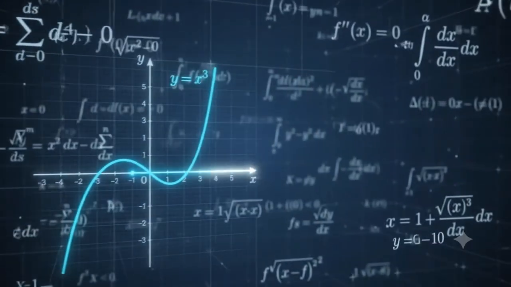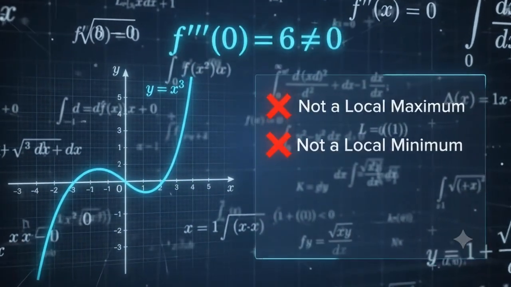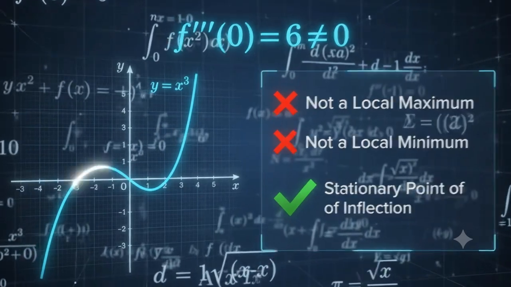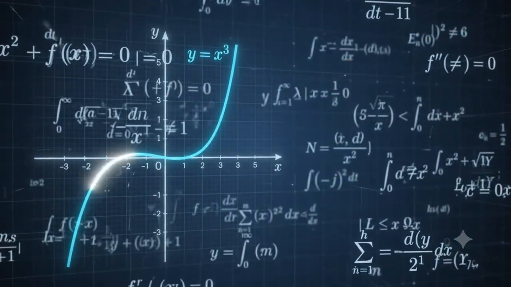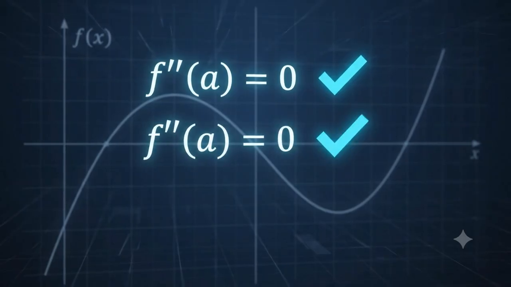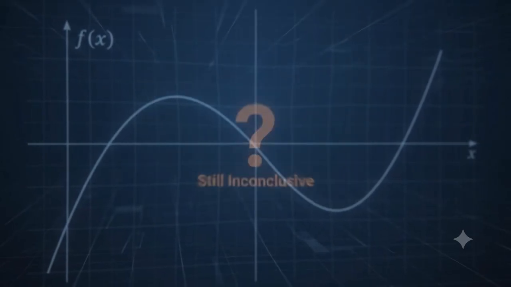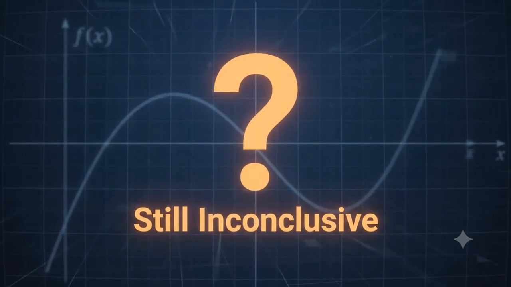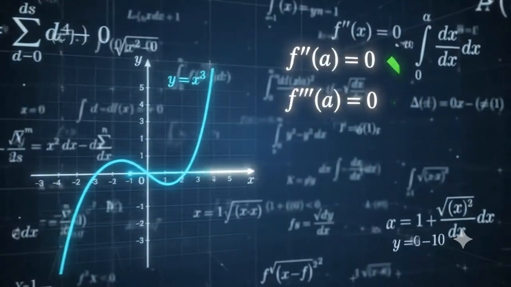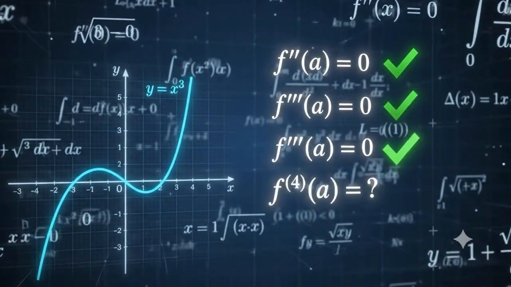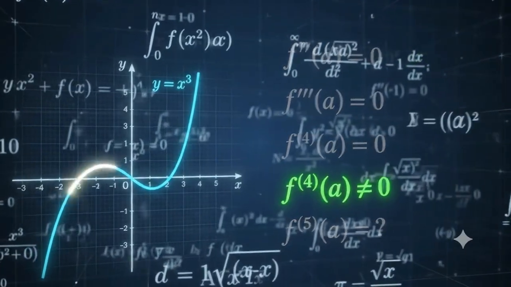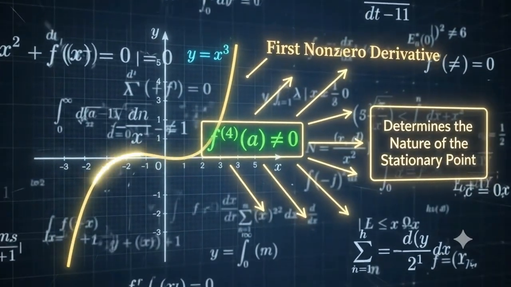Because the third derivative is not equal to 0, the stationary point is not a local maximum and not a local minimum. Instead, it is classified as a stationary point of inflection. Since the second derivative is 0, we move to the third derivative. If the third derivative is also 0, the test is still inconclusive, and we must continue checking higher-order derivatives. Now, we look for the first derivative that is not 0. This first non-zero higher-order derivative tells us how to classify the stationary point.